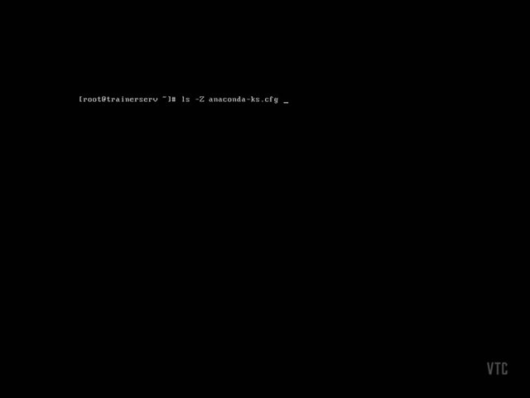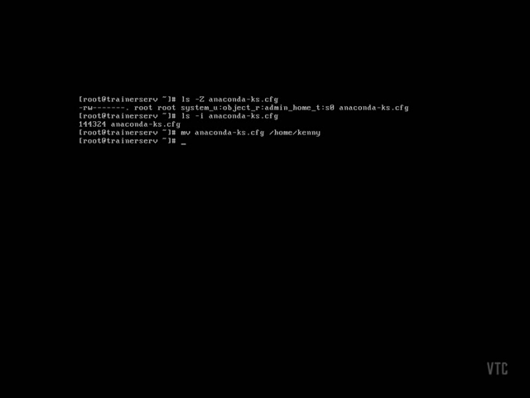We can see that the security context on the file did not inherit the one for the regular user's home directory. It instead still has the context for the root user's home directory. Why is that? If we take a look at the inode number for the Anaconda file and compare that to what it was when it was in the root user's home directory, we can see that it is the same.